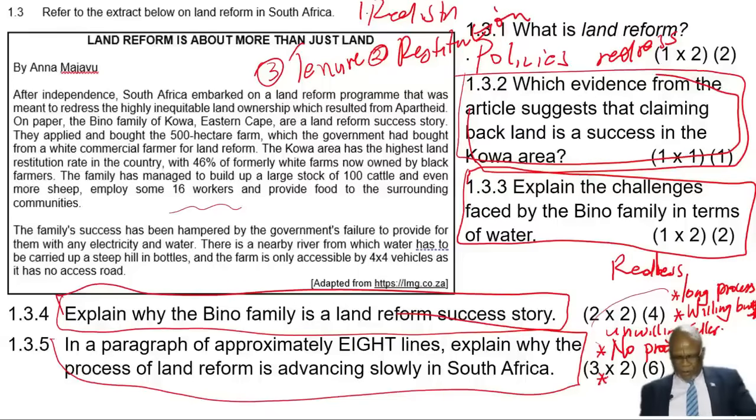And another reason would be lack of funds. For you to go to court, you need a lawyer. So if people don't have funds, they might not have somebody to represent them in court.